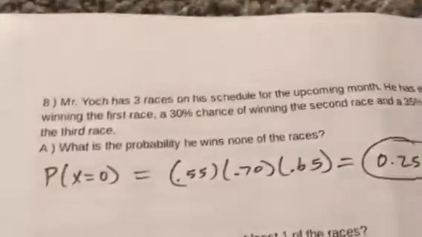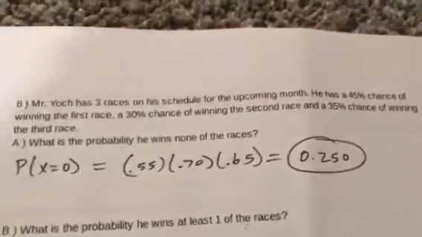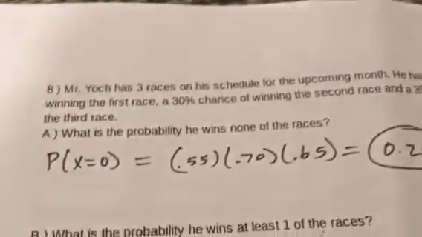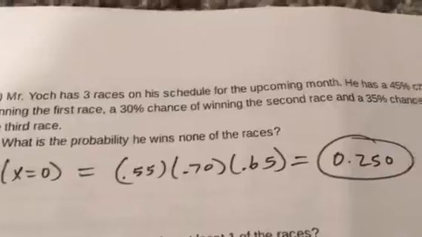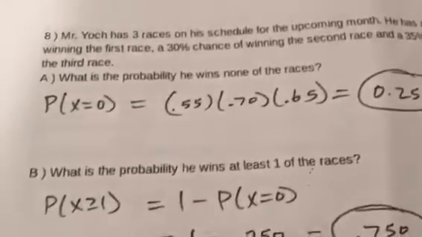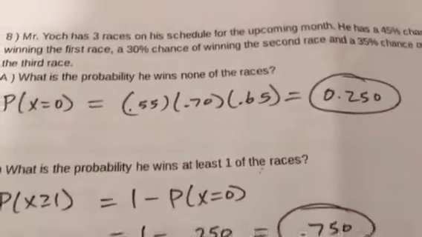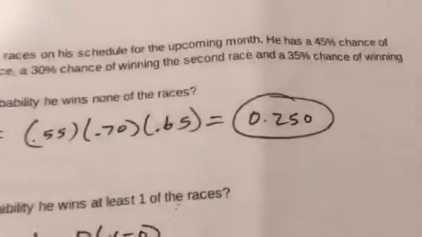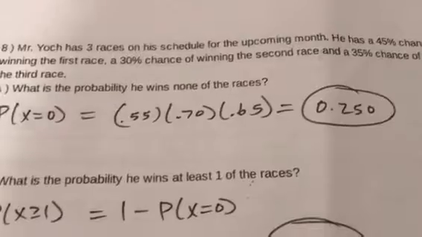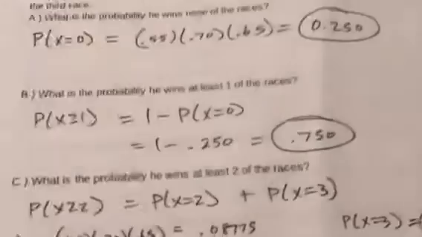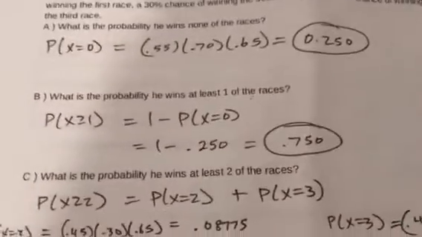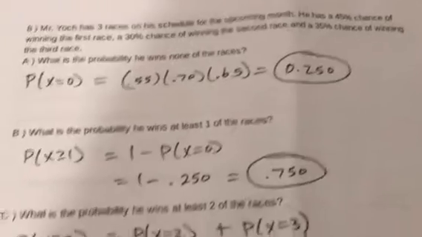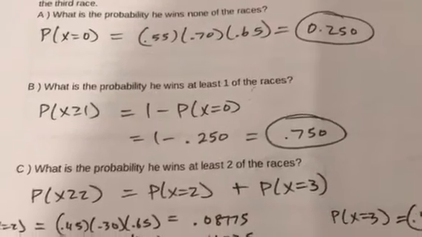And lastly, folks, my favorite question here. If I have 3 races on my schedule for the upcoming month and I have a 45% chance of winning the first race, a 30% chance of winning the second race, and a 35% chance of winning the third race, what's the probability that I come up goose egg? I don't win any of them, so it's the complement. It's the percent chance I have of losing each race multiplied by each other. What's the probability that I win at least one? What's the complement of that? So it's 1 minus the probability I win 0.